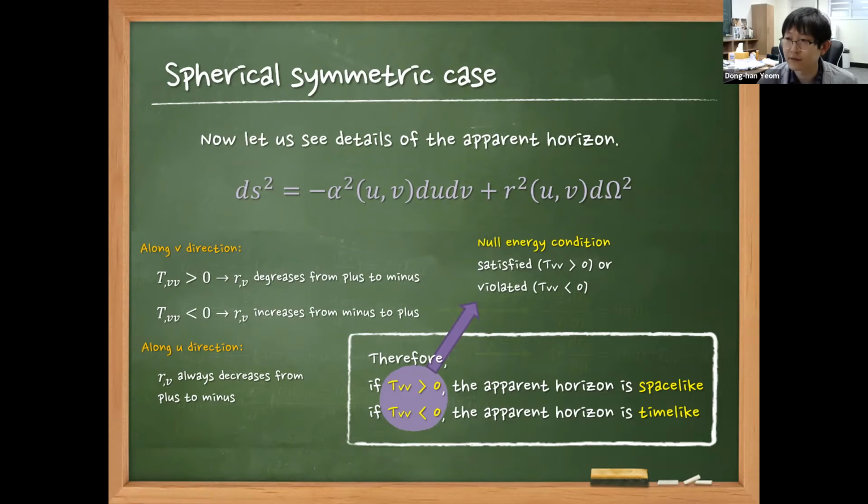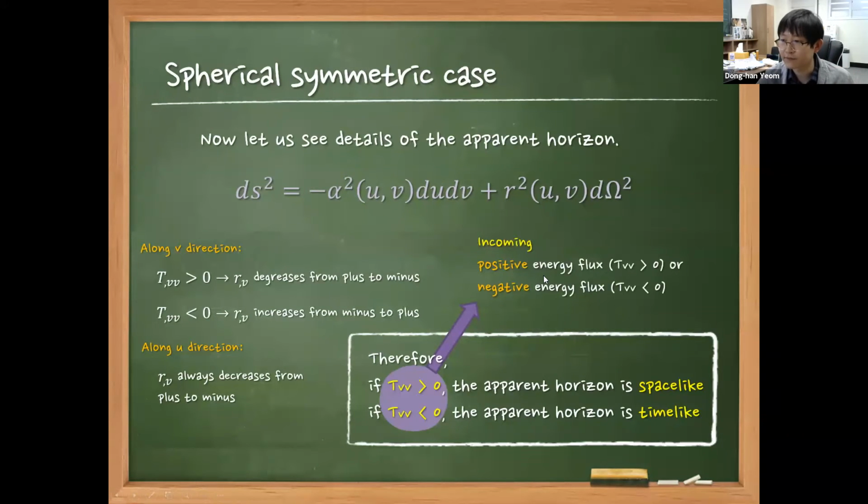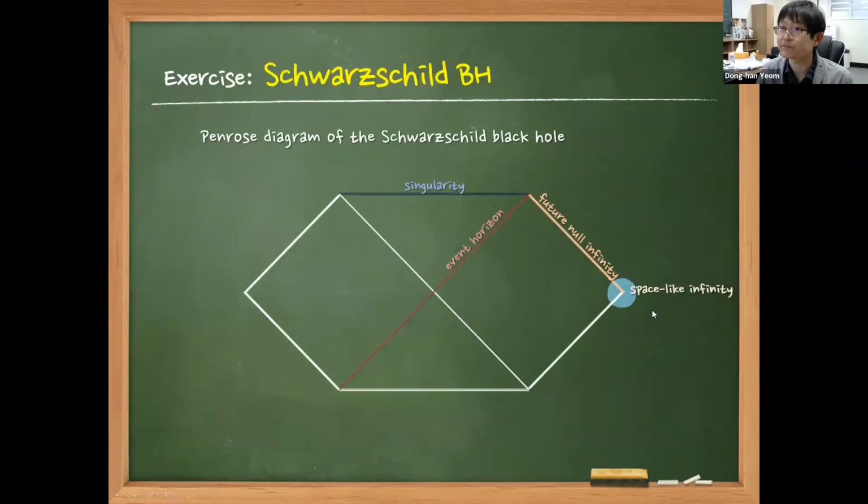So you may interpret that if there is an incoming energy flux, then the apparent horizon is space-like. And if there is an incoming negative energy flux, or equivalently, if there is outgoing positive energy flux due to the evaporation, then the apparent horizon must be time-like. So these are the very fundamental principles to decide the local horizon dynamics in evaporating black holes.